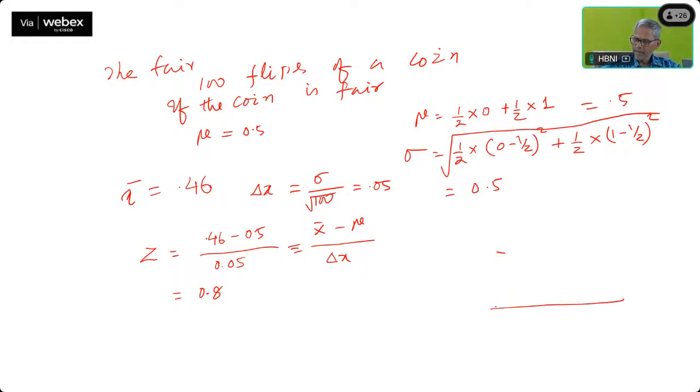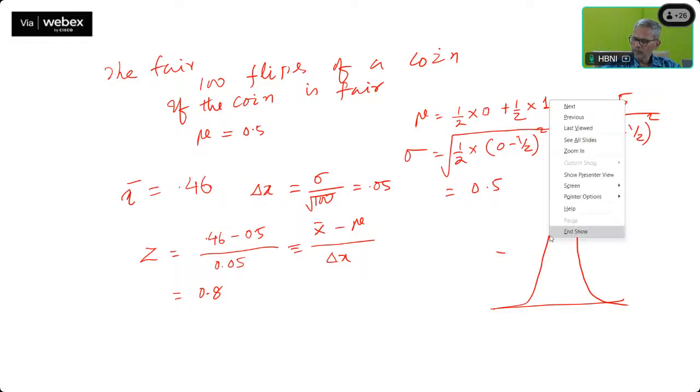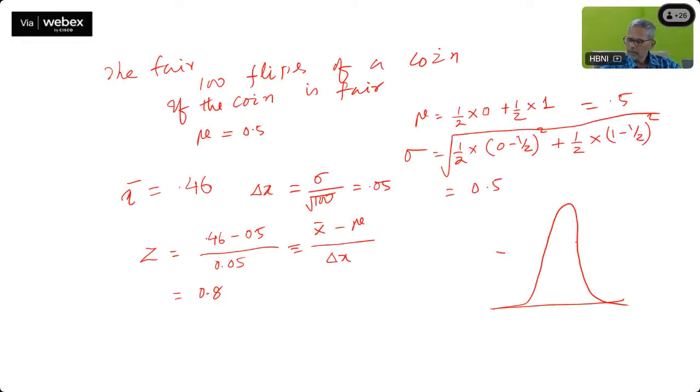The normal distribution. So suppose the Z value is 0.8. Suppose Z value 0 here, Z value 1 here, and 0.8, you could take from minus 0.8 to plus 0.8. This area is here. And any value beyond this area is basically 1 minus this one.